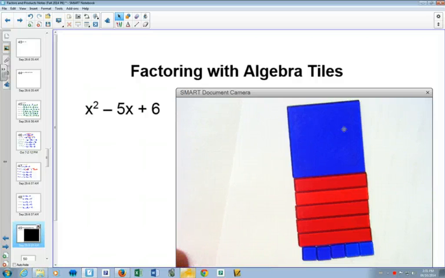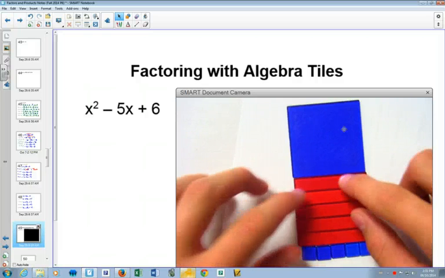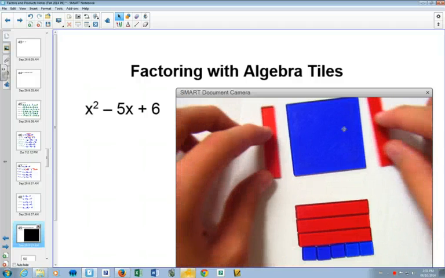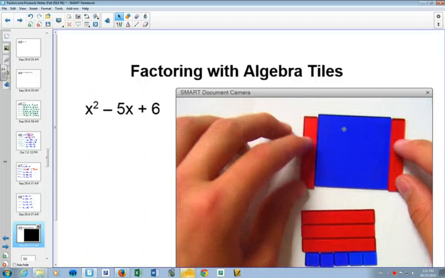Remember that your x tile is x by 1, and your x squared is x by x. So you can turn them sideways like that. Yeah, you could do that.